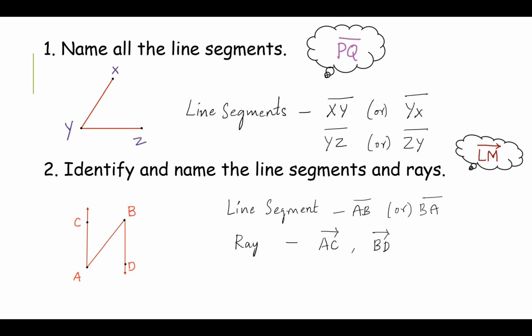These are rays. Once again I am saying you need not mention ray because AC with the ray symbol on top, you are using the symbol of ray. So this itself indicates that AC is a ray. BD, it is also a ray. Here in line segment I told you AB or BA both are same. The order of a line segment doesn't matter. But in case of ray it matters.